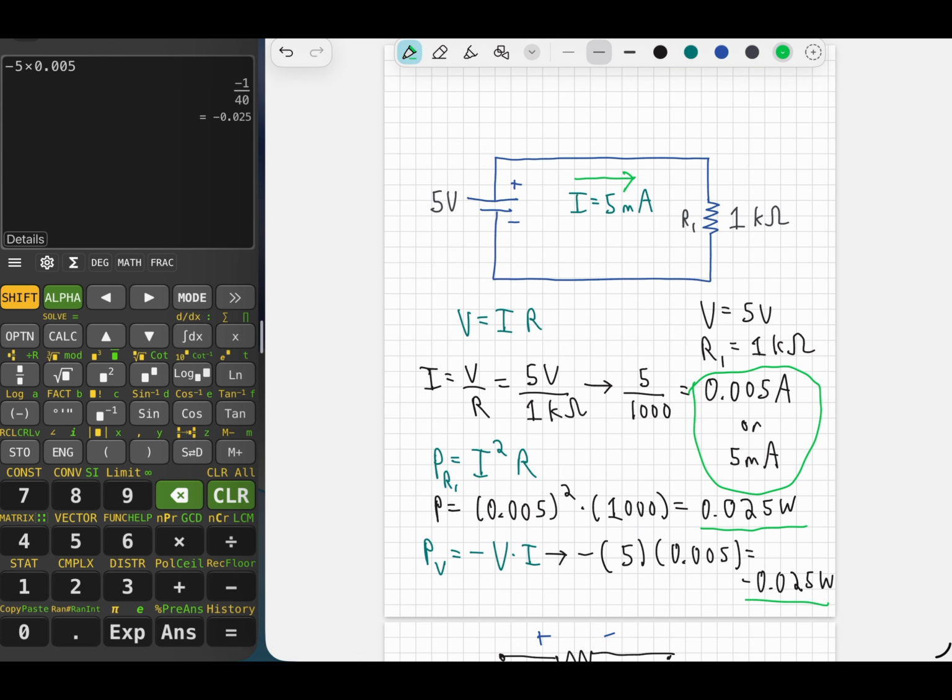So let's take a look. The power through the resistor was 0.025 watts positive, and the power through the source is negative 0.025 watts. They're both the same magnitude, but they're opposite in sign, and that's what you want to see. That means that we have a system where the energy in equals the energy out, and that is the solution to finding how much current is going through the resistor and how much power is being dissipated through the resistor as well.